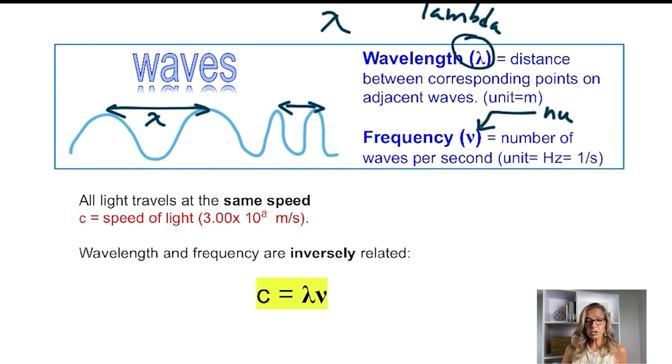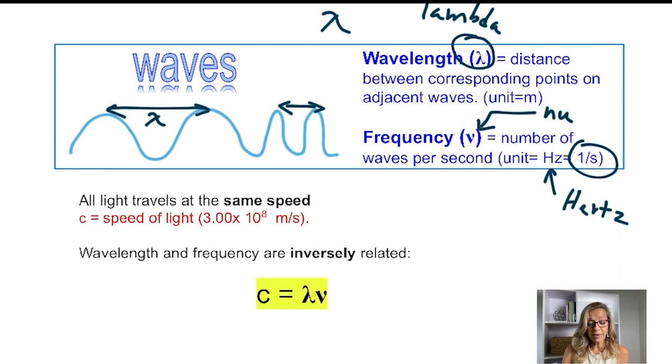That refers to how fast waves are coming at you, so that would be the number of waves per second. The unit for frequency is hertz, and the abbreviation is Hz. A hertz is a per second. So how many per second are moving by a fixed point? Now, all waves have a wavelength and a frequency.